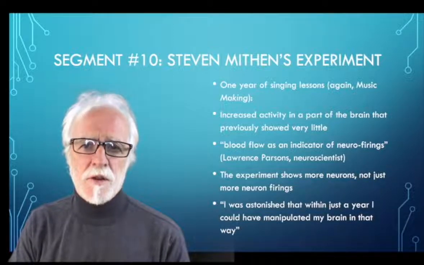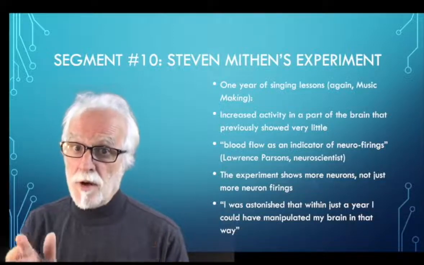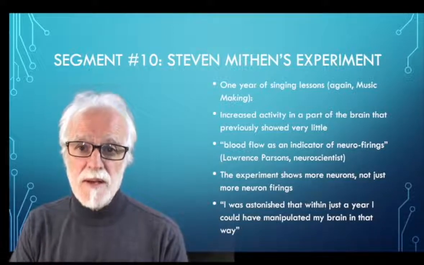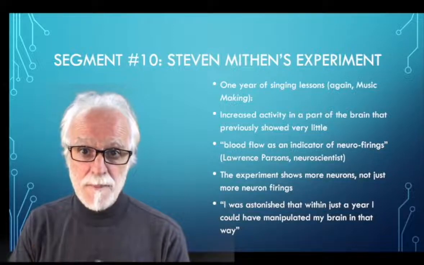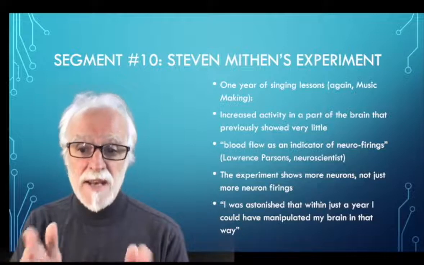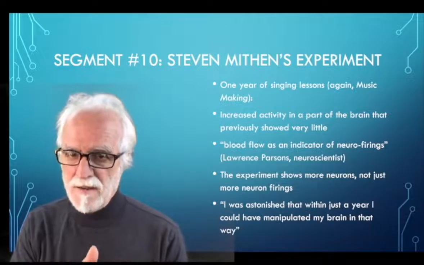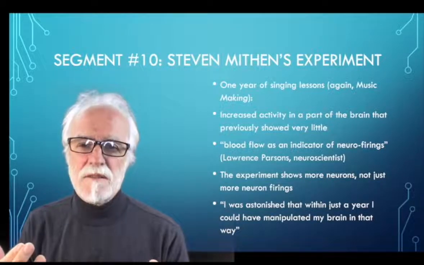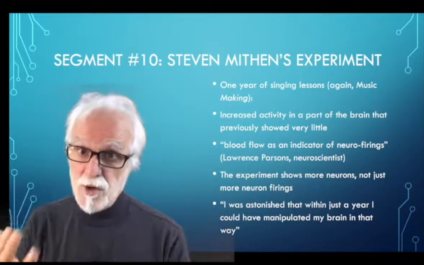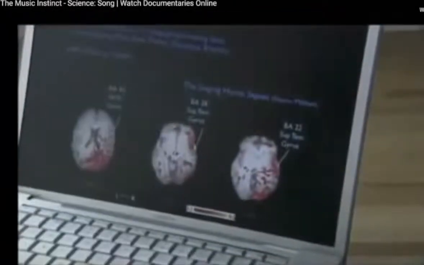Lawrence Parsons, the neuroscientist. The experiment shows more neurons, not just more neuron firings. So it's actual brain matter that is increased. And Stephen Mithen's own quote there is, I was astonished that within just a year, I could have manipulated my brain in that way. Remember what we said earlier. Self-modification. It's not that you're changing your mood. You're actually changing your brain. You're increasing brain matter. The brain changes, even in adulthood.